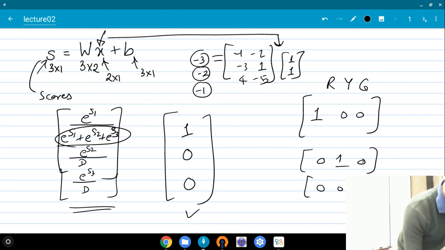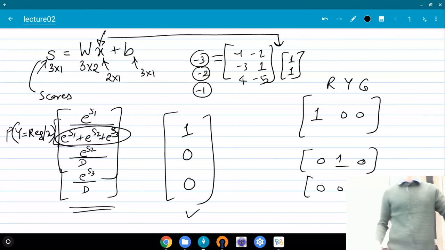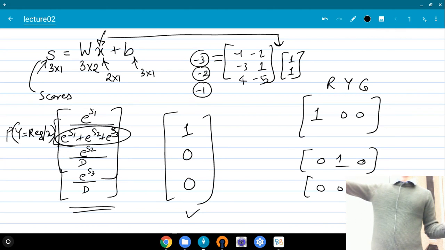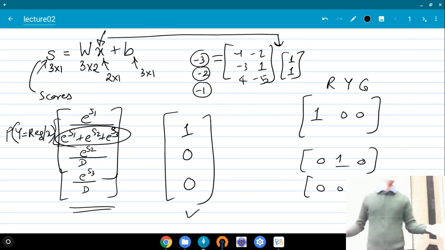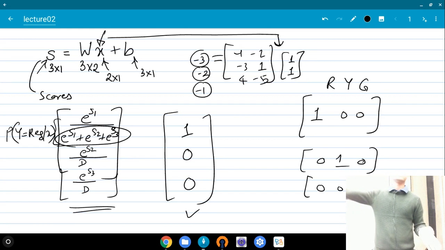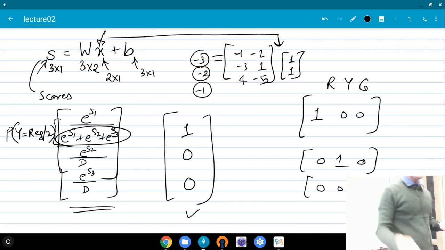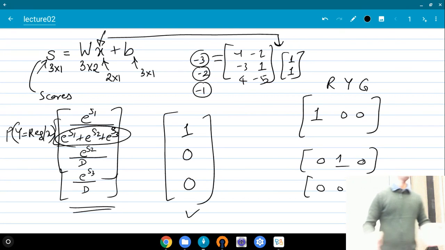Let me say another thing. This first entry is actually the probability that Y is equal to red given X. The first entry is saying: given this X, what is the probability that the Y corresponding to the X is red? The second entry is the probability that the output is yellow given this vector X, and the third is the probability that Y is equal to green given this X. These are probabilities because these numbers only go between 0 and 1. They sum up to 1 and they're positive.